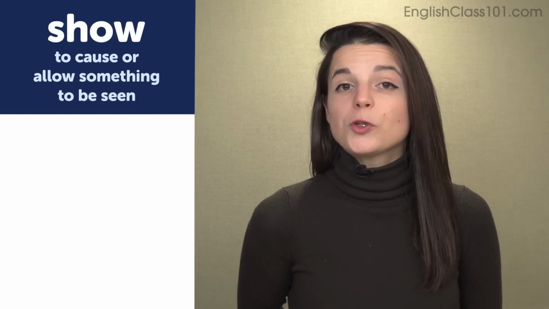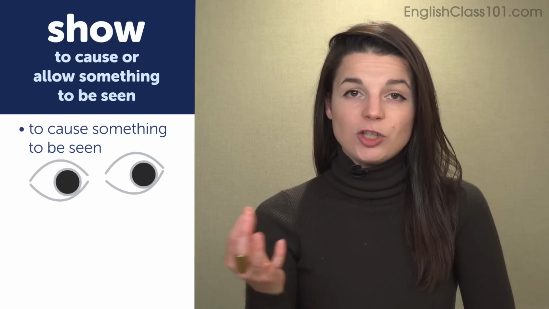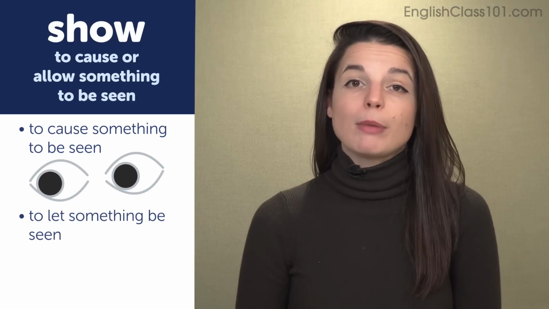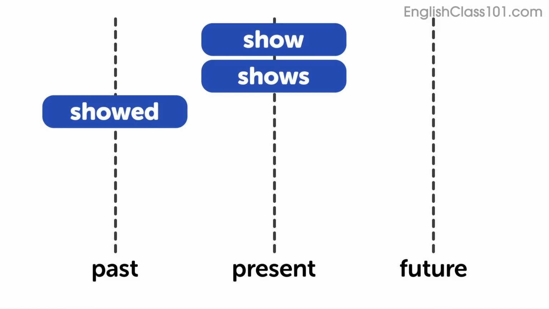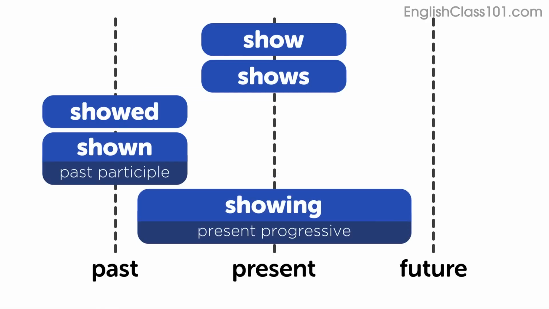Let's talk about the basic definition of show. So the basic definition of show is to cause or to allow something to be seen. So to cause something to be seen or to let something be seen. So this is kind of the basic use of this verb. Let's look at the conjugations then. Present tense, show, shows. Past tense, showed. Past participle tense, shown. Progressive tense, showing.